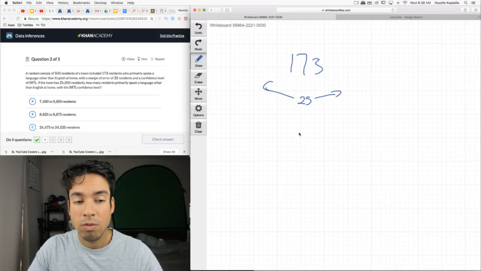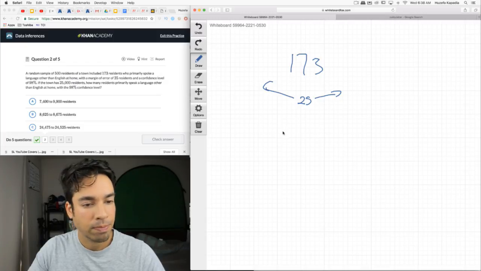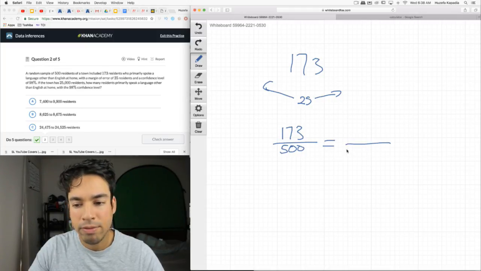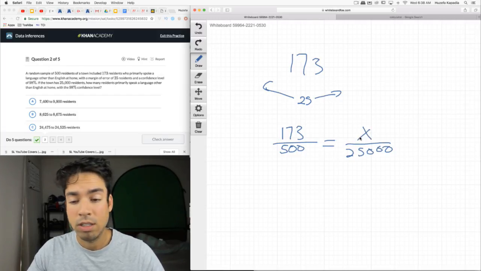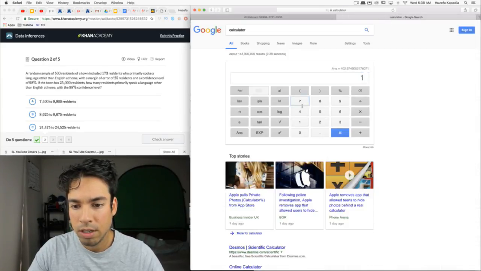This is actually less of a data inference question. This is more of a ratio question. Let me show you what I'm talking about. So we have 173 out of 500. We already know this gives us our 98% confidence level. And now they want, out of 25,000, what's going to be that equivalent value. And that's it. It's a proportion problem, and now we can just cross multiply. This is a calculator question, so I'm going to use that calculator. 500x equals 173 times 25,000.